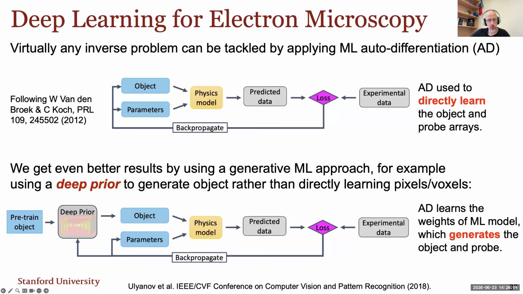So what we're going to do is use the top loop, the original backpropagation auto-differentiation loop, and run it for 10 iterations. That gives us a prediction for the object, which we call the pre-trained object. That's passed into the deep prior, and then we simply learn the weights to fine-tune what that object should look like. Okay, so what does this look like in practice?